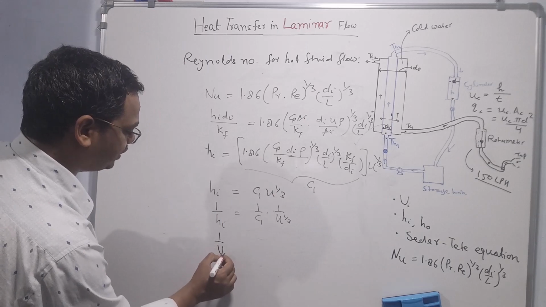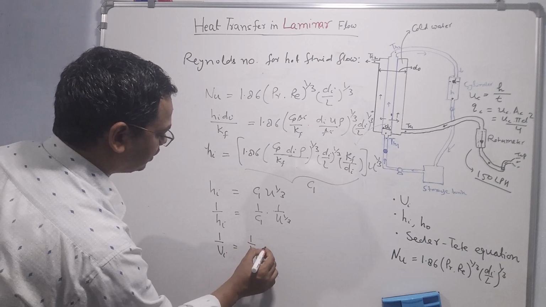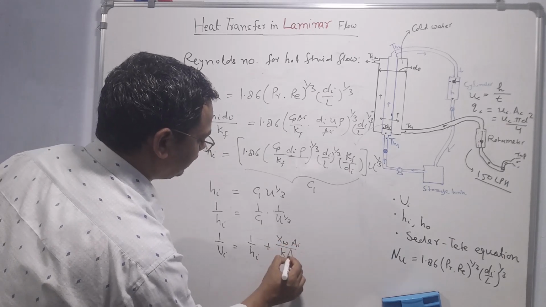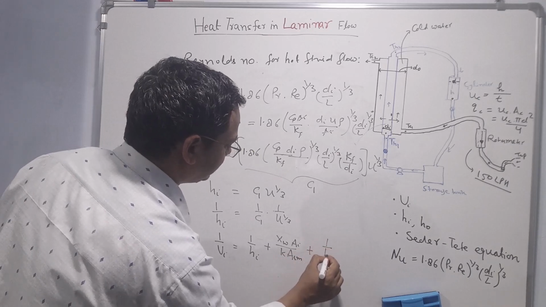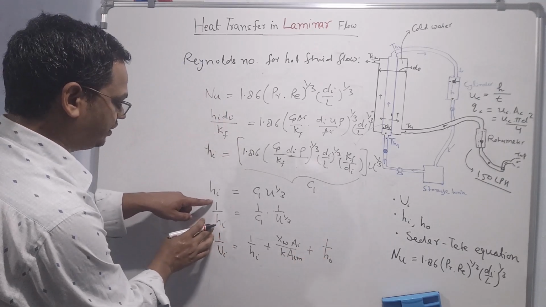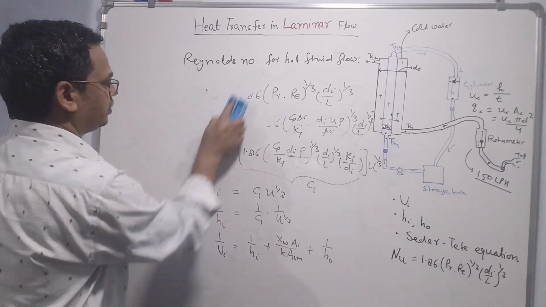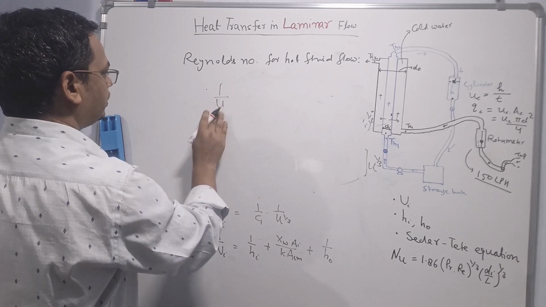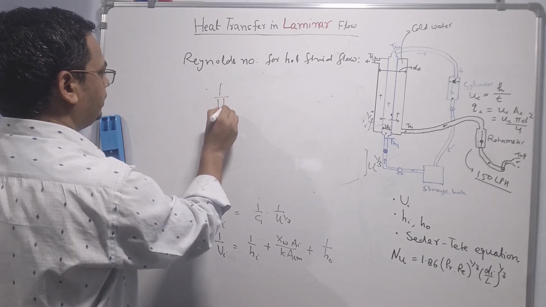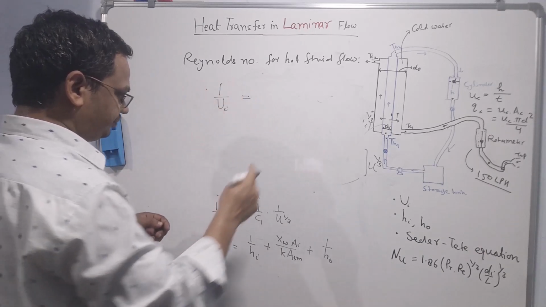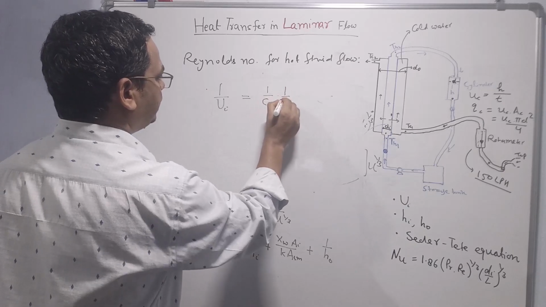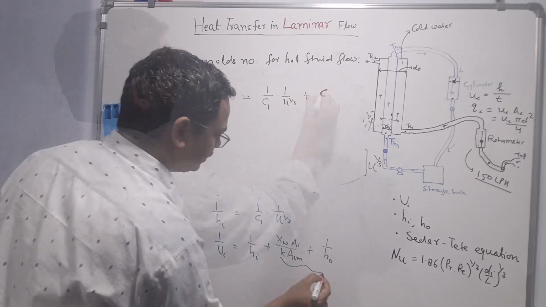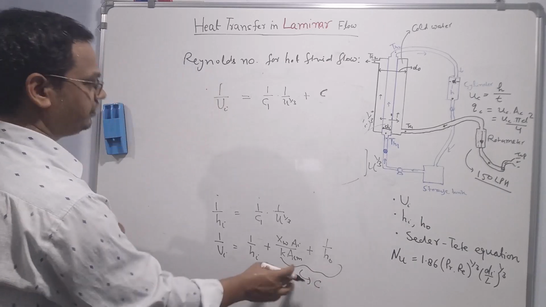Some time back I wrote 1 by Ui is equal to 1 by Hi plus xw Ai by k Alm plus 1 by ho. So from here 1 by Hi we can put at this place. Thereafter we will have 1 by Ui, capital Ui, the overall heat transfer coefficient, is 1 by C1 times 1 by u power 1 by 3, where u is the velocity of the hot fluid flow inside the pipe, plus C. These two we assumed constant as C, so this one I have written here.